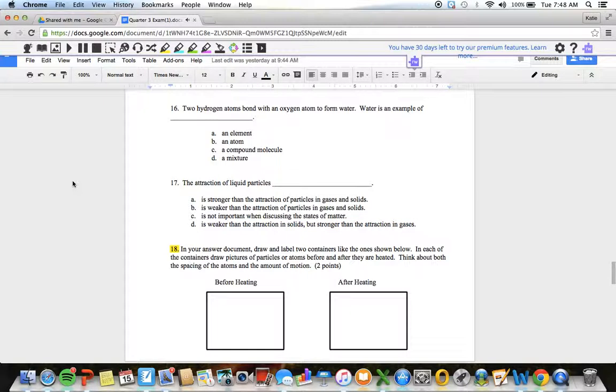18. In your answer document, draw and label 2 containers like the ones shown below. In each of the containers, draw pictures of particles or atoms before and after they are heated. Think about both the spacing of the atoms and the amount of motion. 2 points. Before heating, after heating.